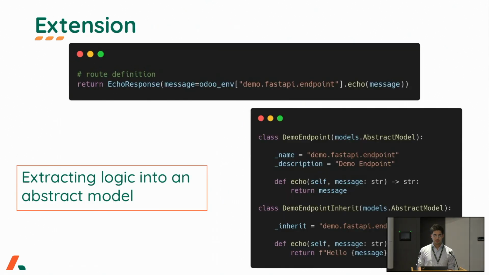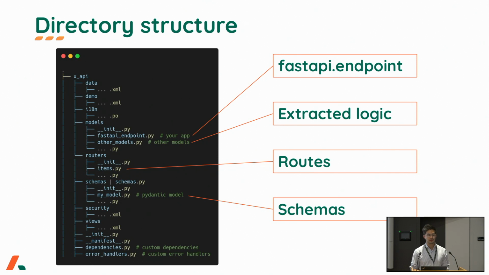Now a small word about the directory structure. So first you will define your new module. Here is XAPI. Then you'll have the usual folders, data, demo, the translation, and then your models. In your models, you'll end up with the definition of your FastAPI endpoint, then the extracted logic, and so your new models, and then your other models of your module.